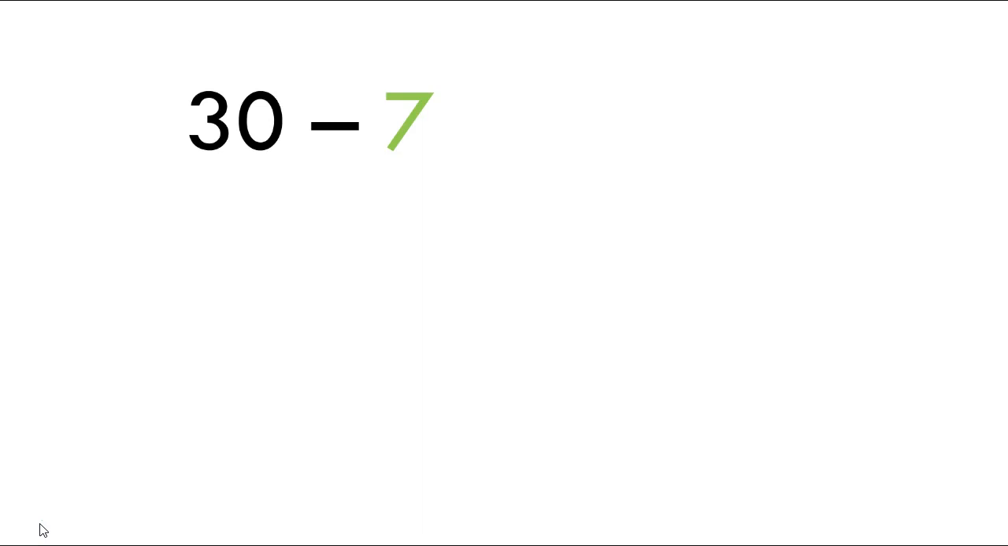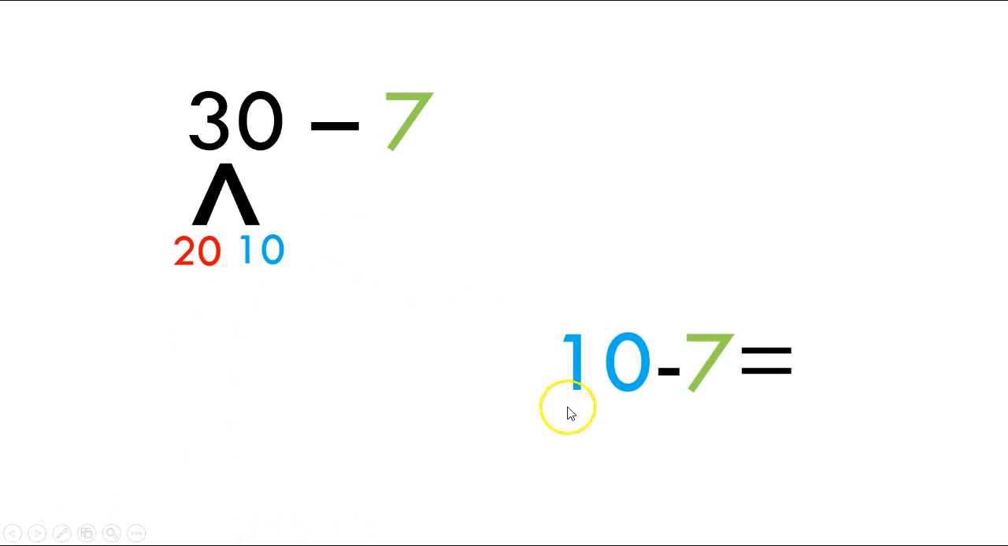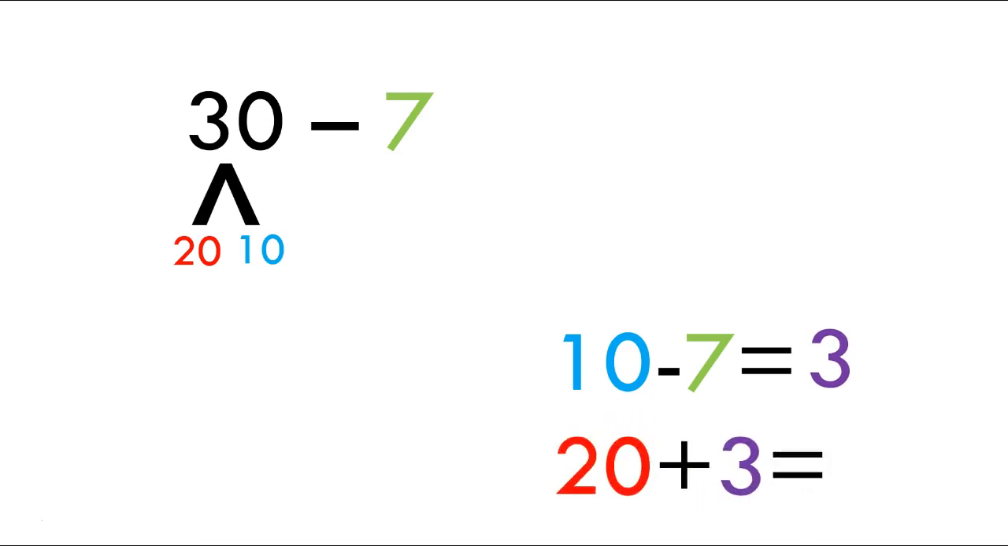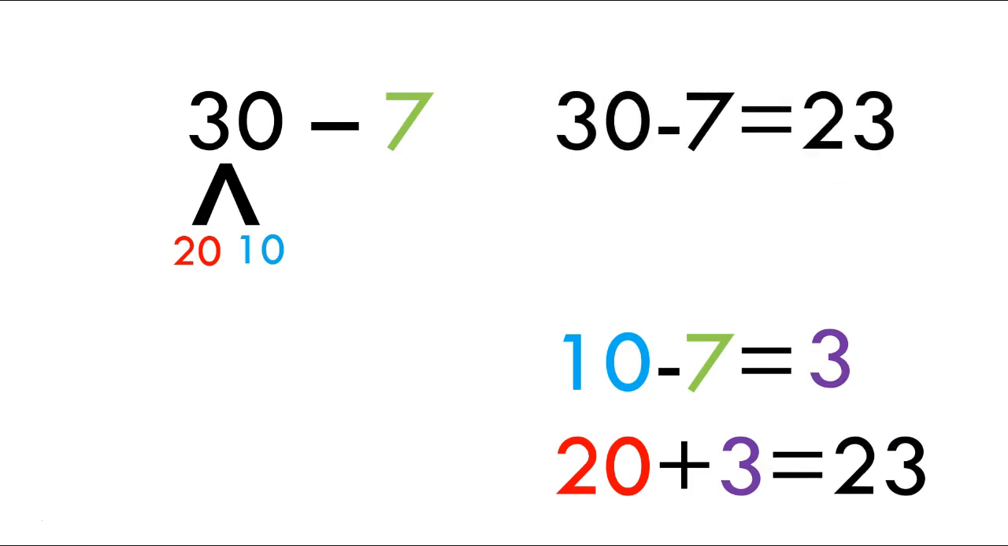If I have 30 minus 7, I need to break up 30. I'm going to take out 10 and I have 20 left. My first number sentence rather is going to be 10 minus 7. What is 10 minus 7? Did you say 3? If you did, excellent job. Now my next number sentence is going to be 20 plus 3 equals 23. So 30 minus 7 equals 23.